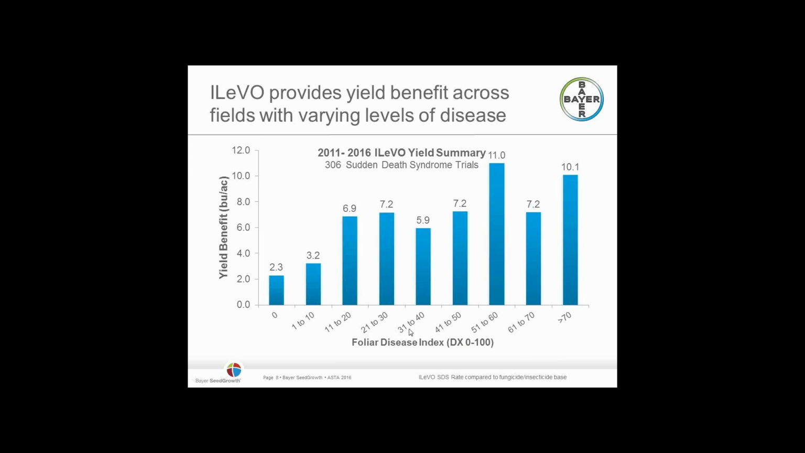So you can see that when the disease is really light, so let's say 0 or 1 to 10, the yield benefit associated with Olivo is significant, but not extremely large. We're talking 2 to 3 bushels. When the disease becomes really prevalent, up here at 40 to 70 and greater, is where you start to see yield benefits that can be quite substantial. Okay, 7, 10, 11 bushels, something like that. So as the disease gets more severe, the benefit associated with Olivo really solidifies.